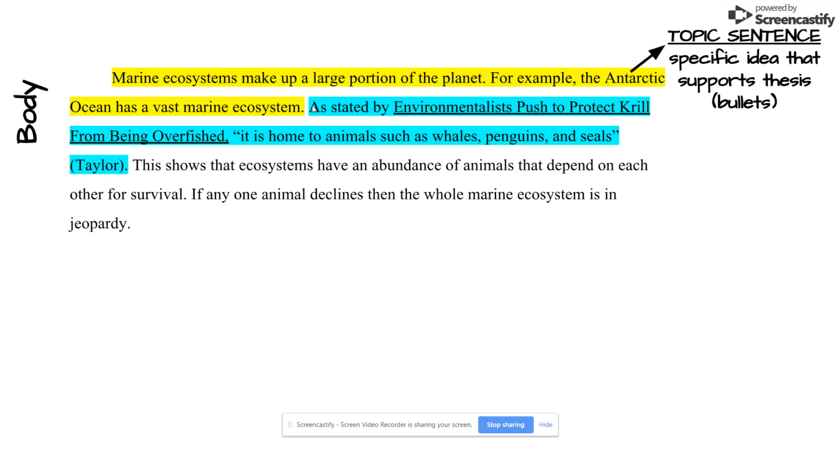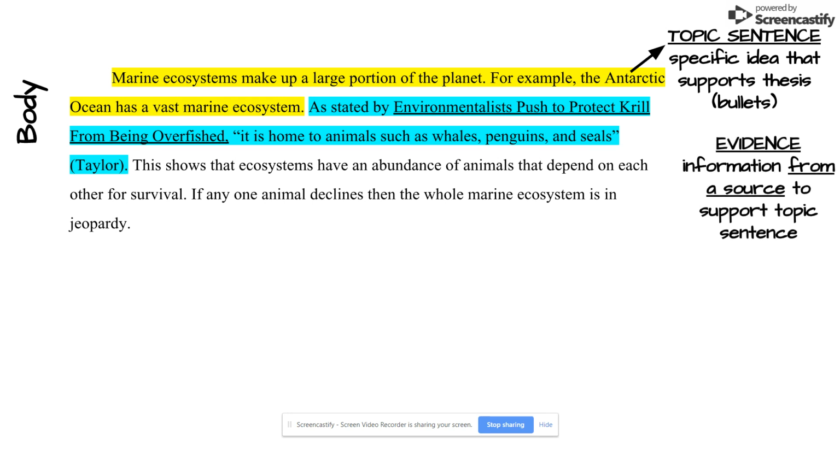I'm going to really notice when I'm looking at the middle of this that there's some evidence. I see a reference to an article, I see a direct quote, a citation. I'm going to highlight that blue in my paper. Yours should just be a different color. And this is the evidence. So I want to make sure that I label it evidence.